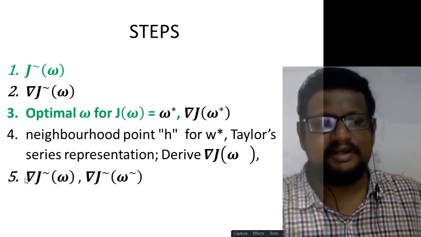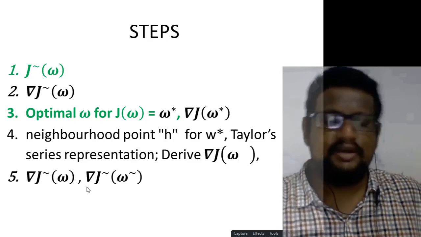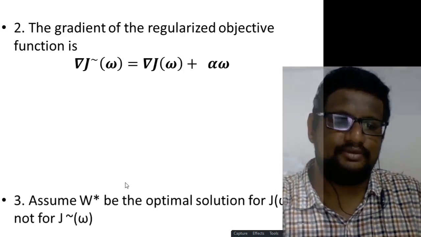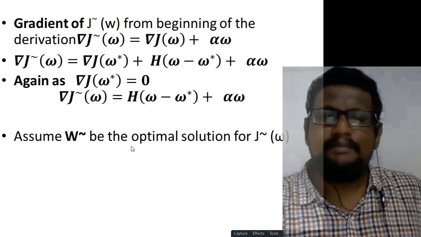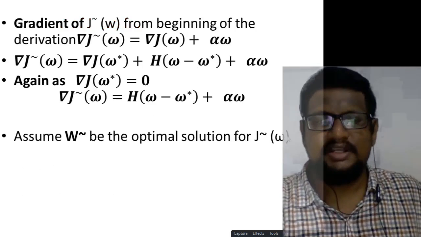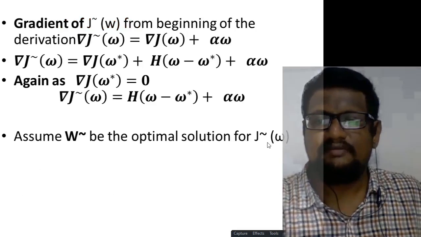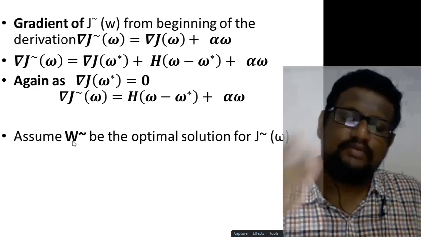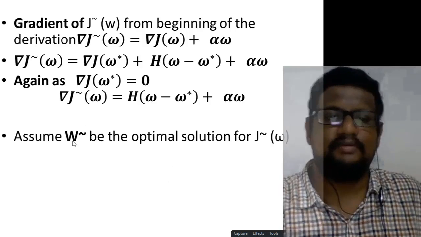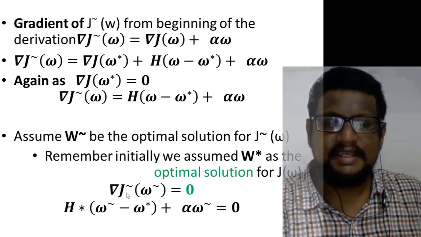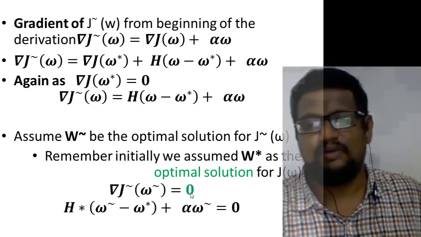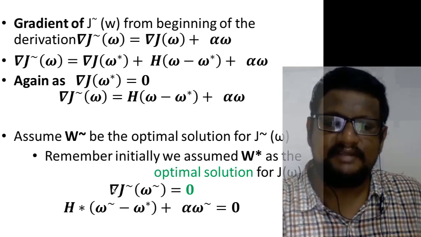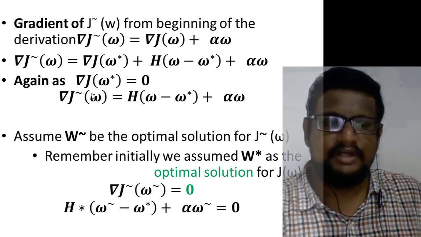And the fifth step also we started. Del J cap of omega we derived. Anyhow we want the regularized term, so we have to convert this del J cap of omega to del J cap of omega cap. Let us see. Let w cap be the optimal solution for J cap of omega. Initially we told w star is the optimal solution for J of omega, and w cap is the optimal solution for J cap of omega. Finally we want to move from w star to w cap. So when you substitute w cap here, del J cap of w cap will also be equal to 0. Why? Because this is also an optimal solution. When it is an optimal solution, when you substitute the optimal value after finding the gradient, that should be equal to 0.